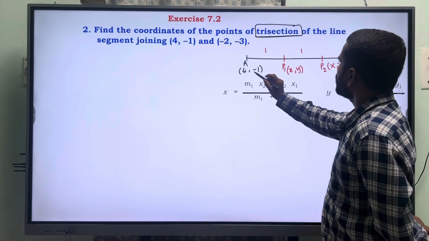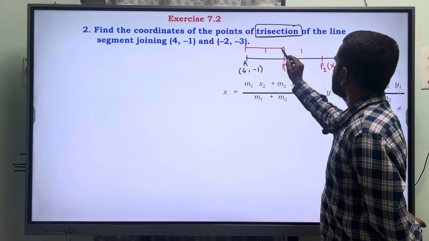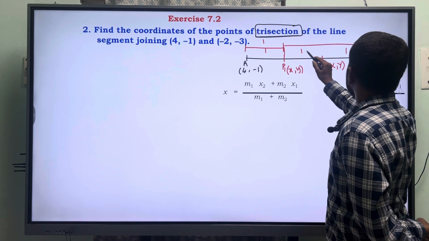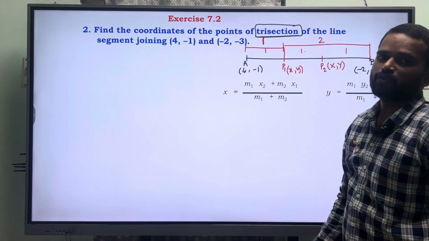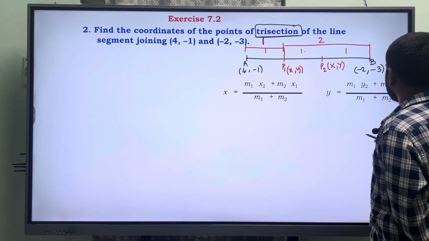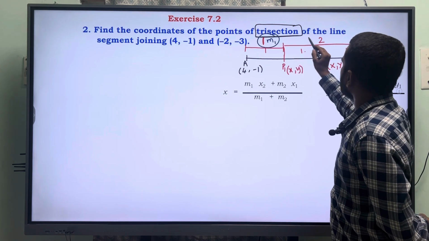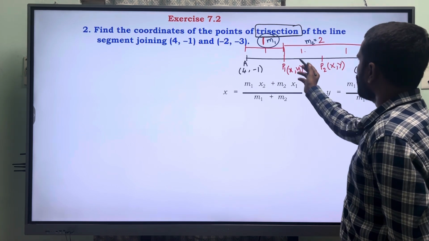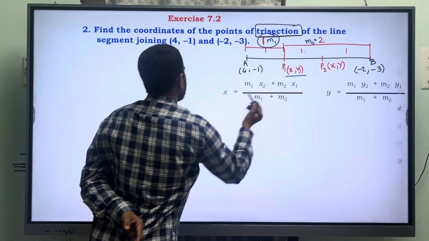So how I will do is, see here, first take this one, this is one part, right? The remaining will be how many parts? 1 plus 1, 2 parts. So this is in the ratio how much? 1 is to 2. Now this ratio is how much? 1 is to 2. Okay. So M1 is 1, M2 is 2.